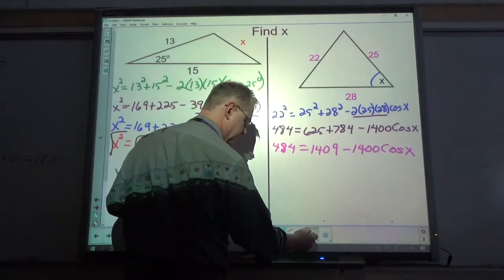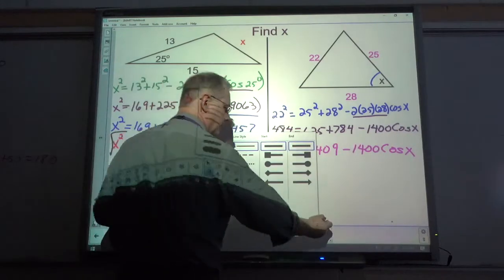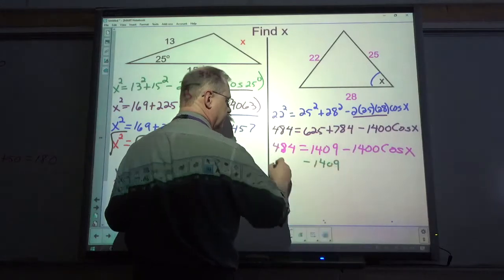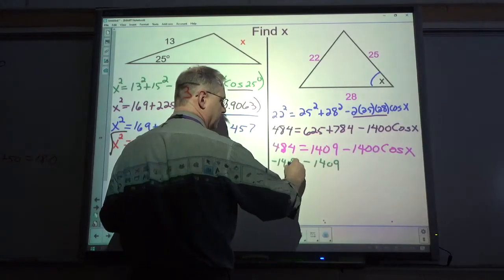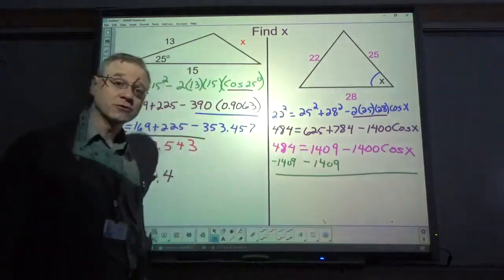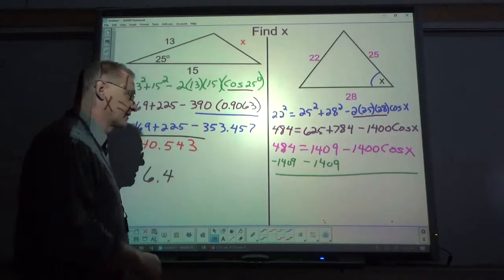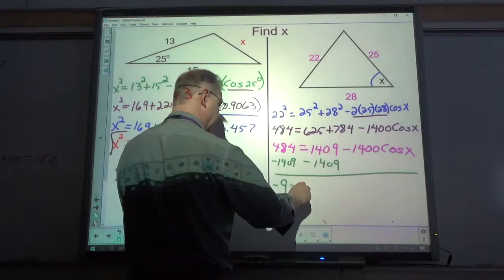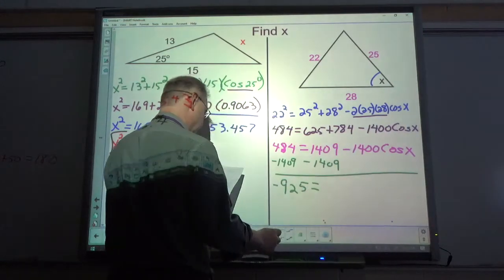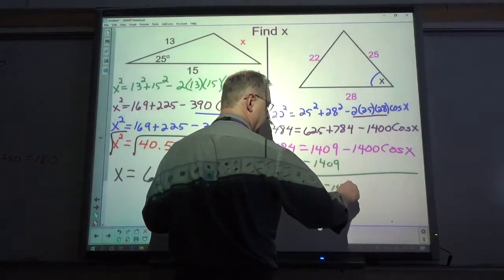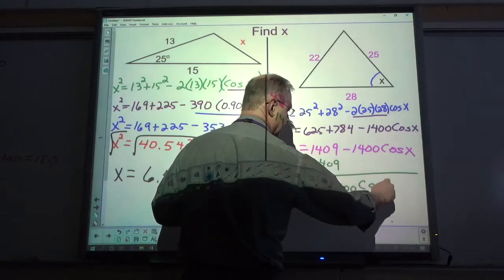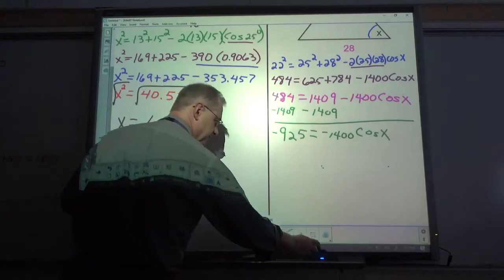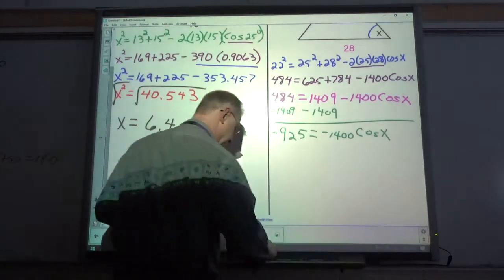Let's see. I'm going to subtract 1409 from both sides, because I've got to solve for cosine of x before I can solve for x. When I do the subtraction, I get negative 925 equals negative 1400 cosine of x. Now let's extend this a bit. Get rid of those little dots.